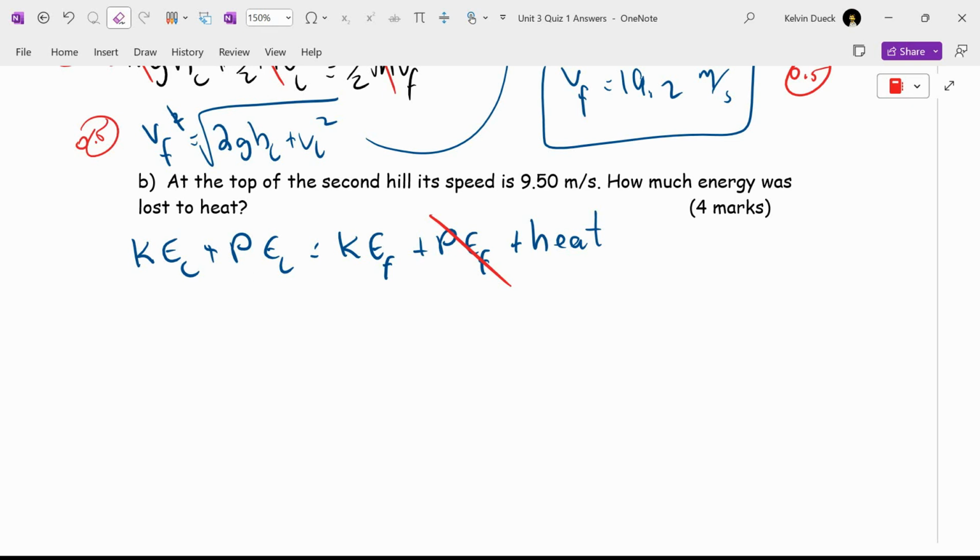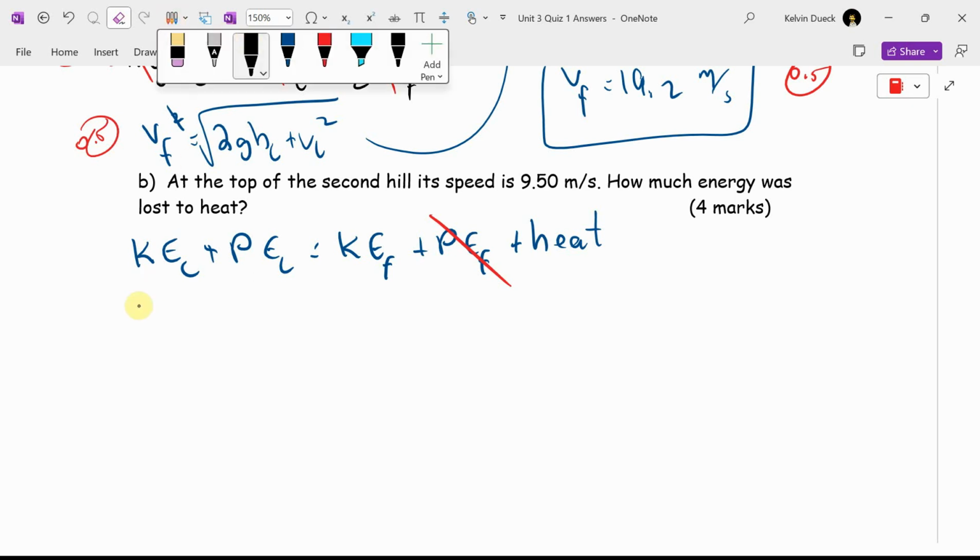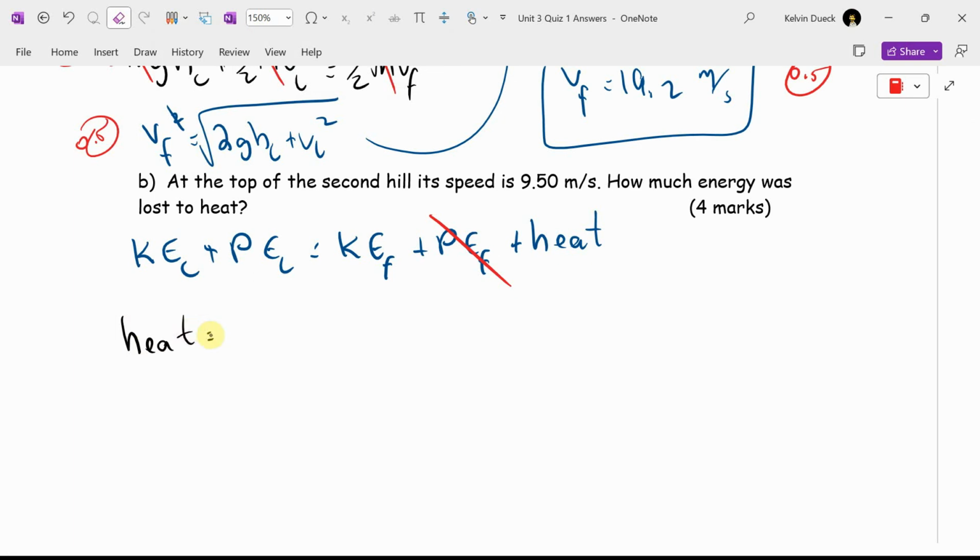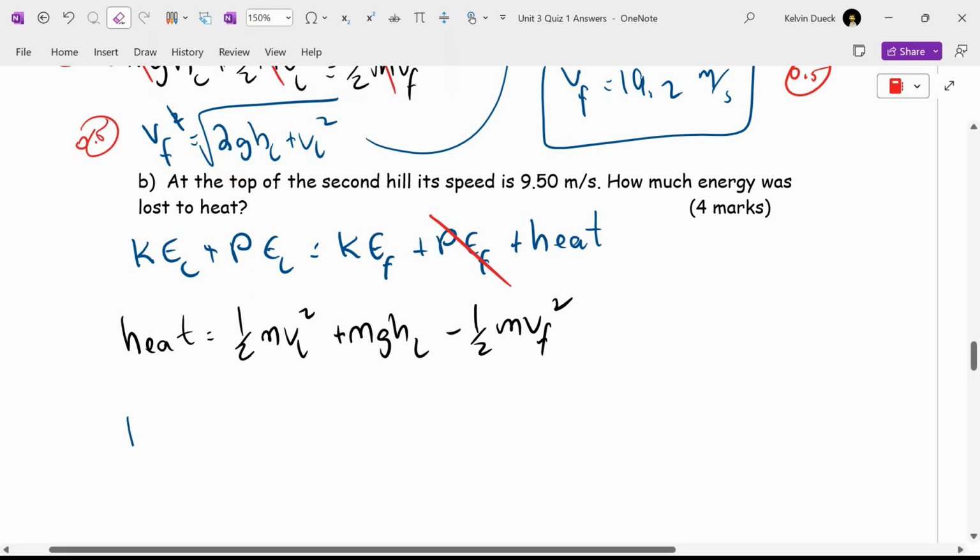If you didn't do that, we will get the same answer anyways. Now we're trying to get the heat by itself. Heat is going to be a half mv initial squared plus mgh initial minus a half mv final squared. We'll subtract KE final over. Now the mass won't cancel. It's going to be 0.5.